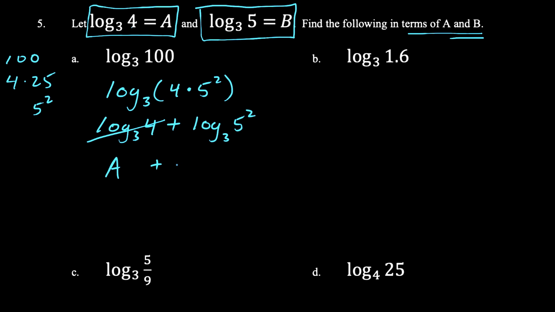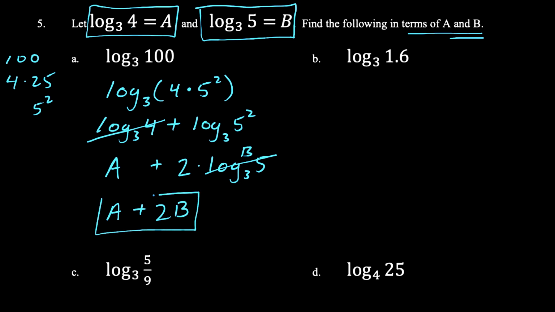Now here we have the log of 5 squared, so that power can come out front, again using the power rule. So that would be 2 times log base 3 of 5. And we know that log base 3 of 5 is b, so we can replace that with a b. So our final answer for this first one is simply a plus 2b. And that is the expression rewritten.